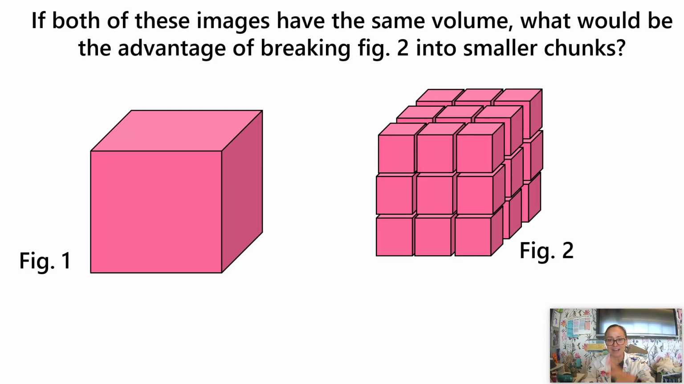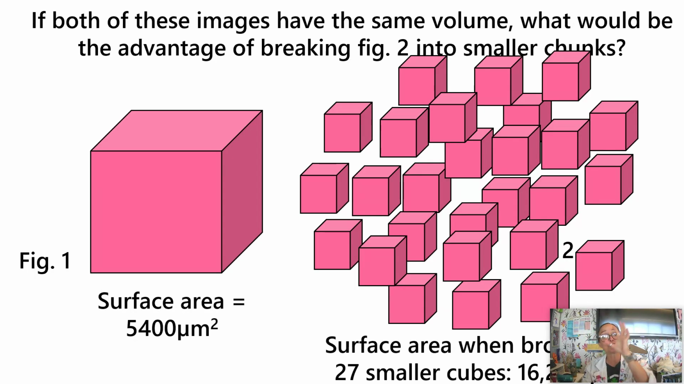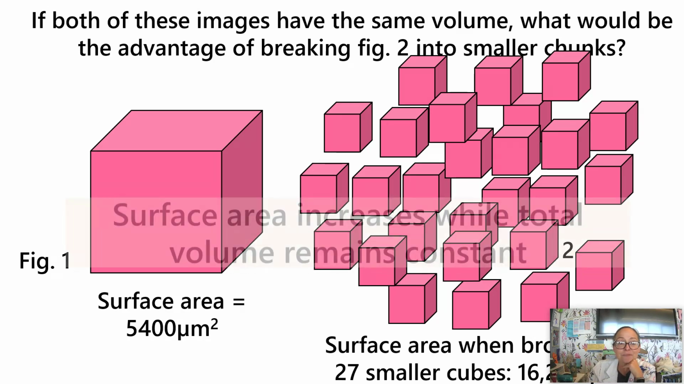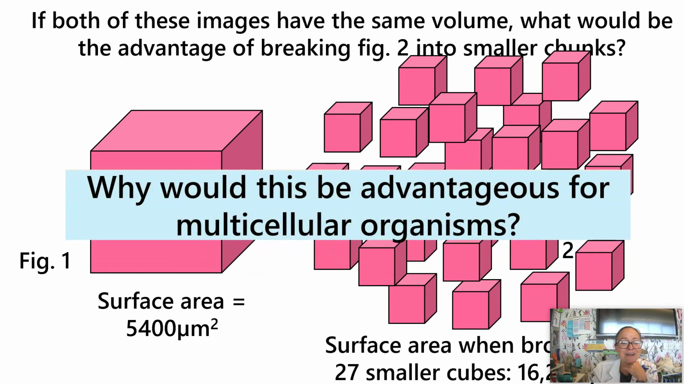So when we break into smaller cells, if these 2 figures have the same amount of volume, we can see how the surface area is so much greater when we have smaller cells. And so as we get smaller, the surface area increases relative to the volume. Now, why would this be an advantage for multicellular organisms?